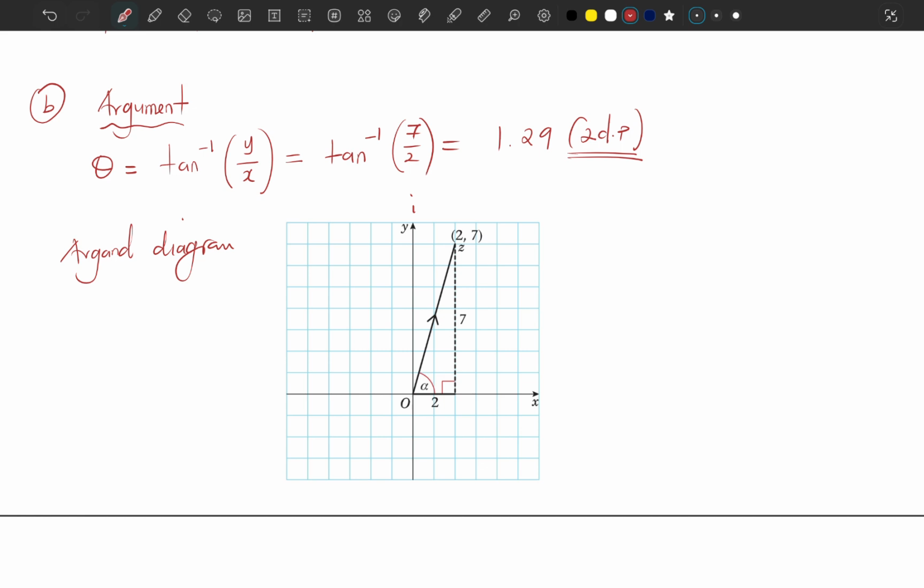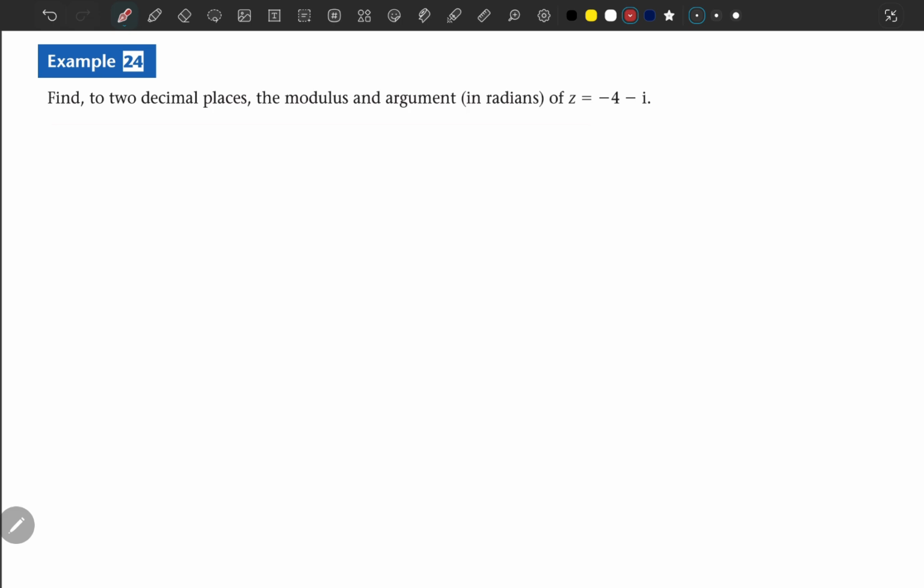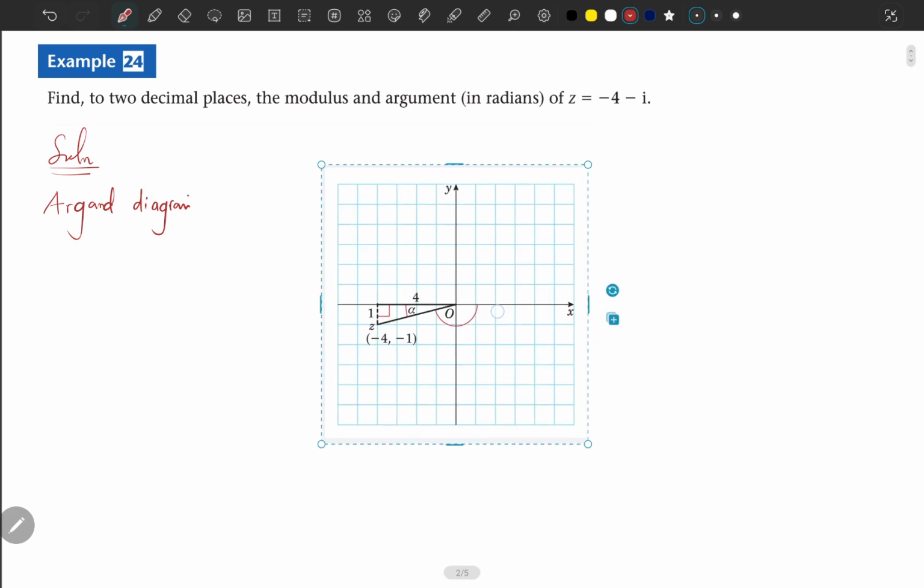Okay, let's look at another question. Next example, find to 2 decimal places the modulus and argument in radians of z equals negative 4 minus i. Now here we need to take into consideration the signs, all right? So let's look at the solutions. So step 1, let's first draw the Argand diagram. Let me paste it here so that we see what diagram we are dealing with.